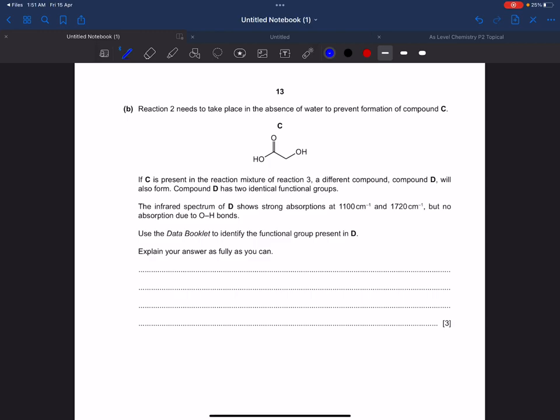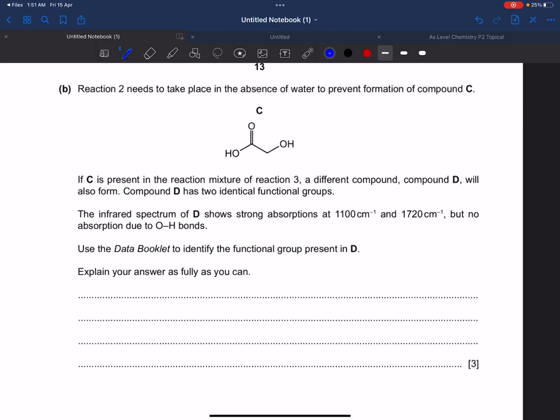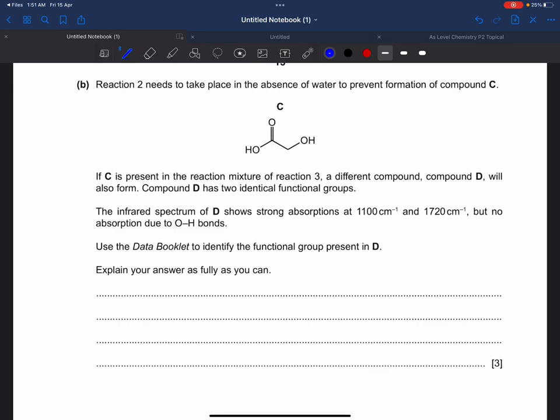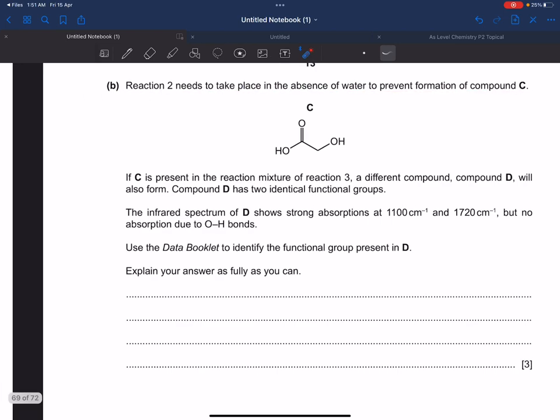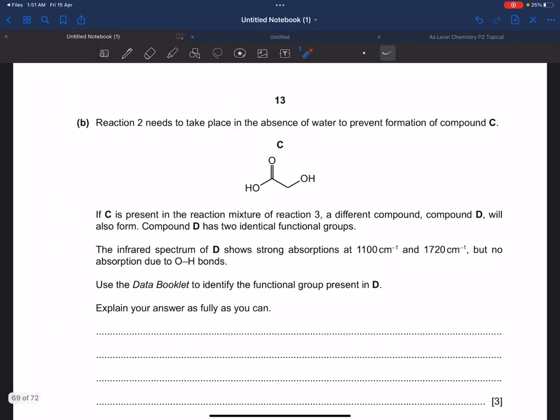Now the next part. This is, I think, the last question. Yeah, it is. Reaction 2 needs to take place in the absence of water to prevent the formation of C. If C is present in the reaction mixture of reaction 3, a different compound D will also form. The compound D has two identical functional groups.